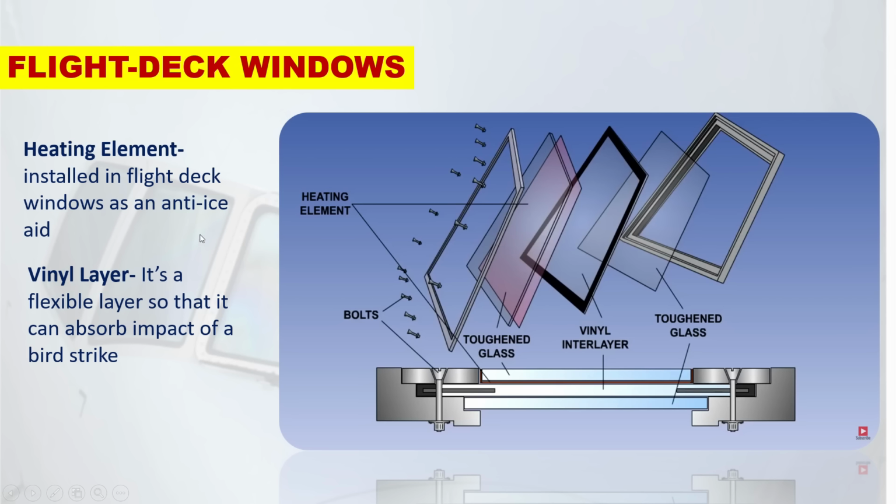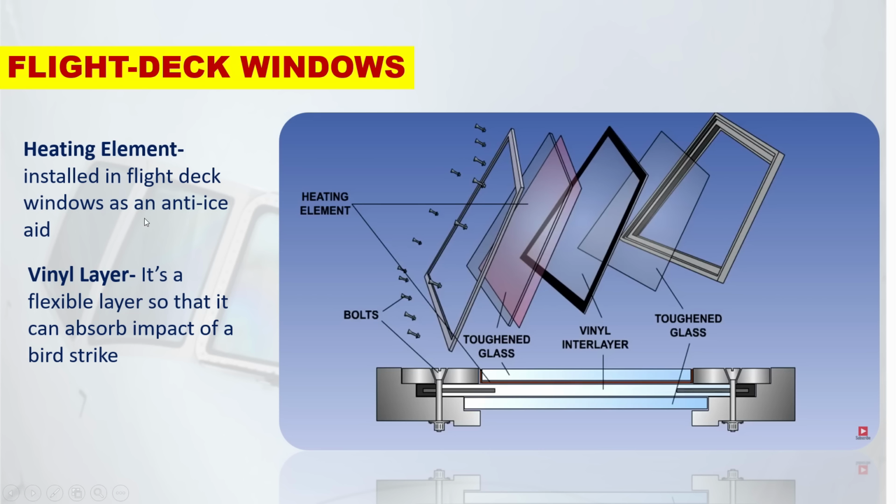Alright, then we have the flight deck window. Not much in this. You just have to look at the diagram. You can see these two panels, and then there is toughened glass, actually two layers of toughened glass, this one and this one, and between these two is sandwiched a heating element and a vinyl layer. The heating element is installed so that the windows can be anti-iced.